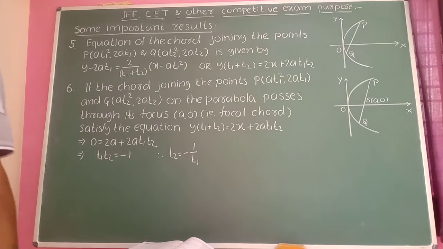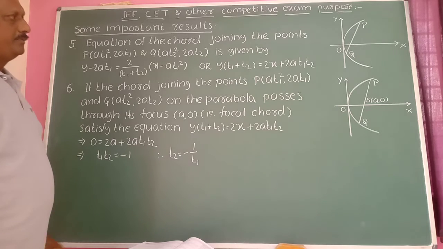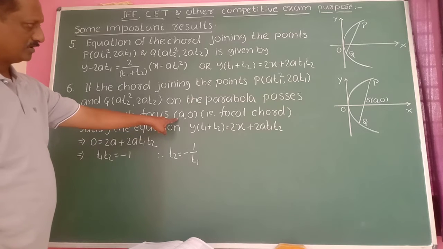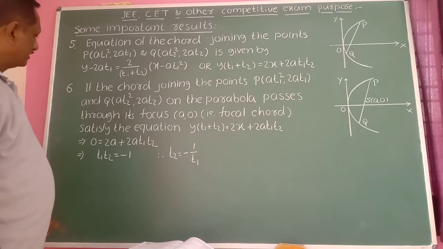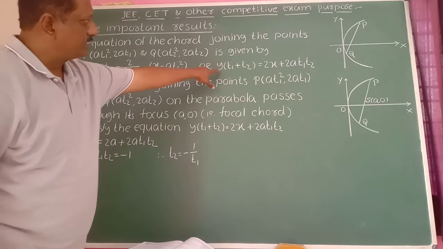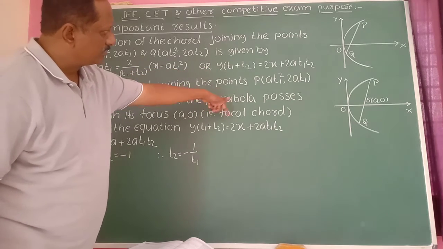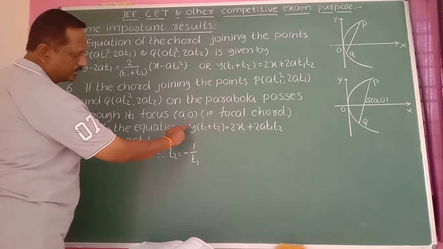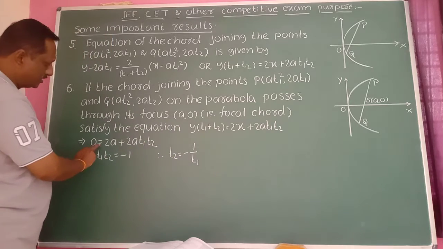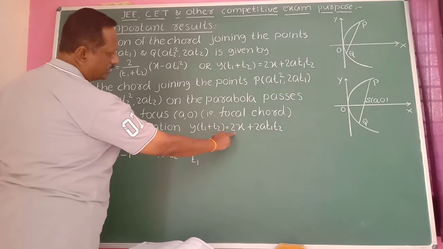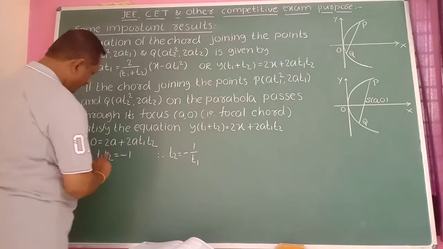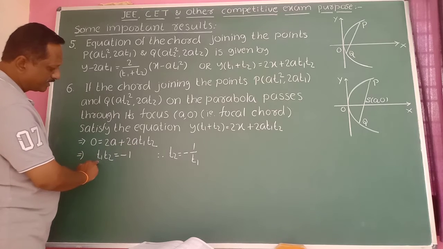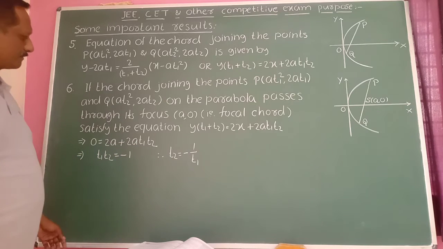If the chord joining the points P and Q on the parabola passes through its focus (a, 0), it is called a focal chord. Satisfying the equation y(t1 + t2) = 2x + 2a t1 t2, put y = 0 and x = a. Then 0 = 2a + 2a t1 t2. Simplifying this equation, we get t1 t2 = -1.